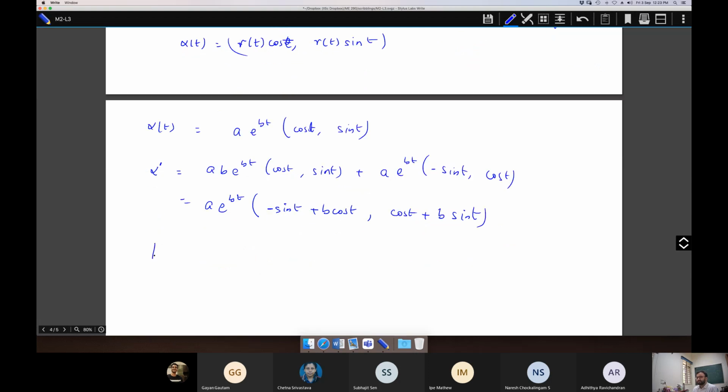So what is the length of alpha prime? This will be a e raised to bt times the norm of whatever is inside. So this will give us sine square t plus b square cos square t plus cos square t plus b square sine square t, and then you get a plus 2b sine cos minus 2b sine cos. Agreed? Because of a negative sign and a positive sign here. Everybody with me?